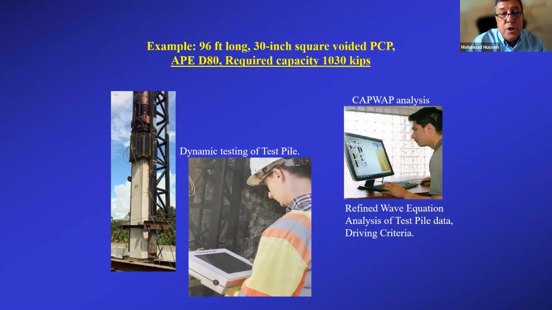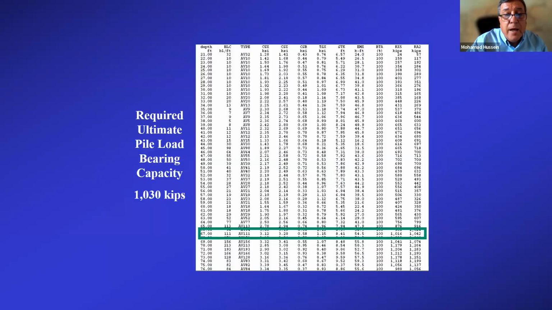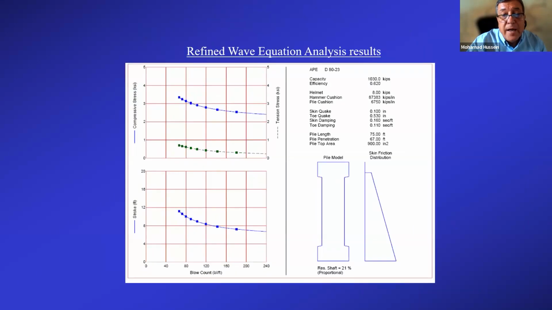This is a typical case where the testing was performed to come up with a pile driving criteria. This is a very large concrete pile, and this is a test result in tabular form. We go down to a depth of 67 feet where the capacity was reached. They need about 1,000 kips. That data is used in the signal matching to extract soil parameters like quake value, elastic compression values, and dynamic damping values. That then gets plugged back into the wave equation for refinement.